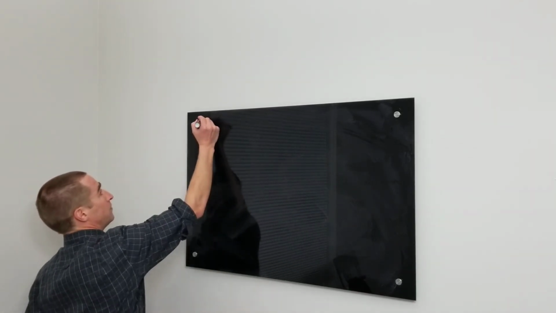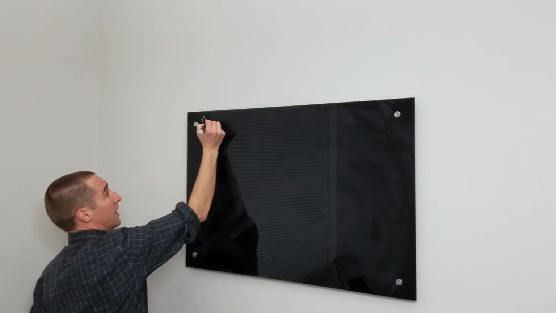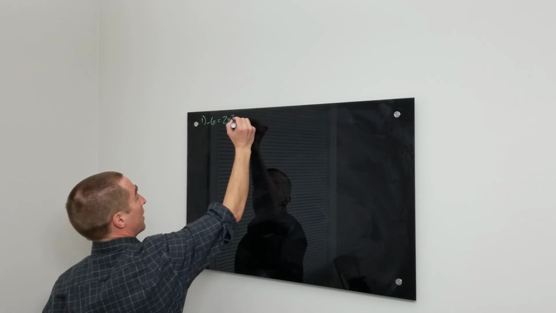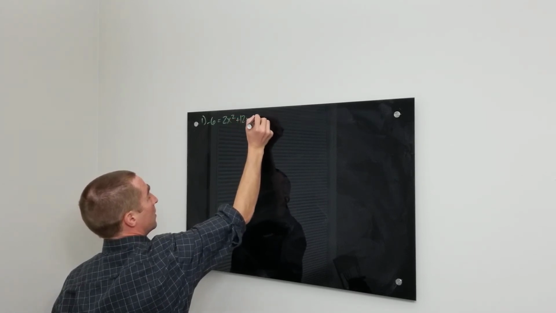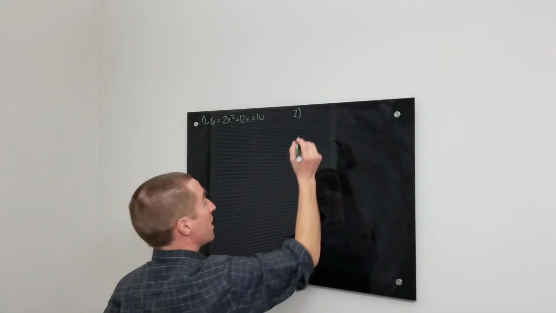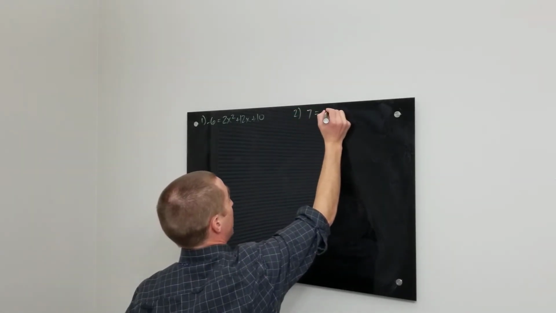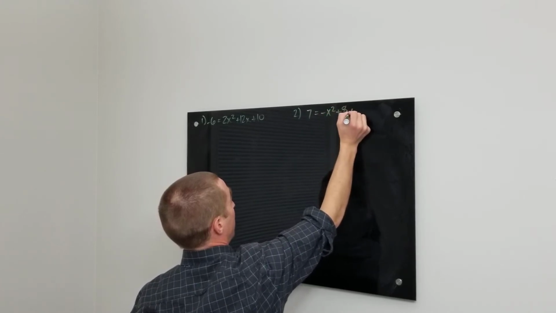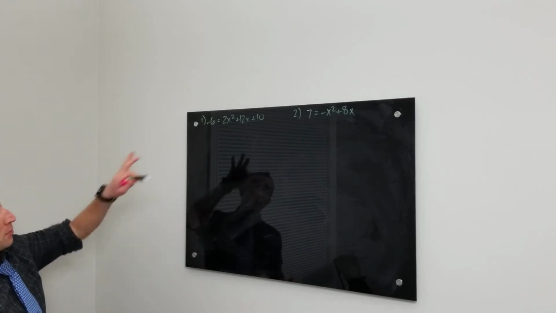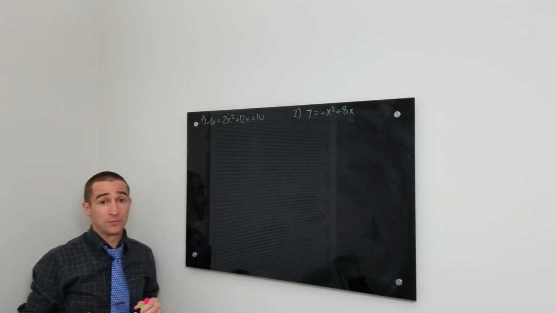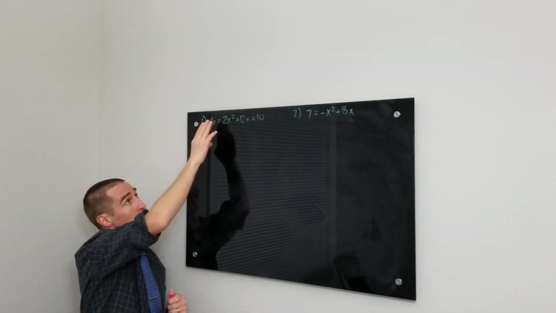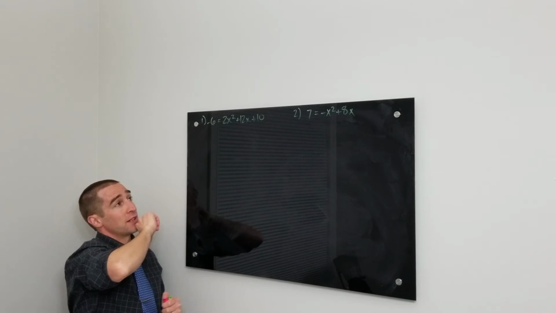Example 1, we have -6 equals 2x squared plus 12x plus 10. Problem 2 is 7 equals -x squared plus 8x. All right, so let's look at problem 1. Notice we have number equals stuff with x's and x squared: number equals 2x squared plus 12x plus 10.